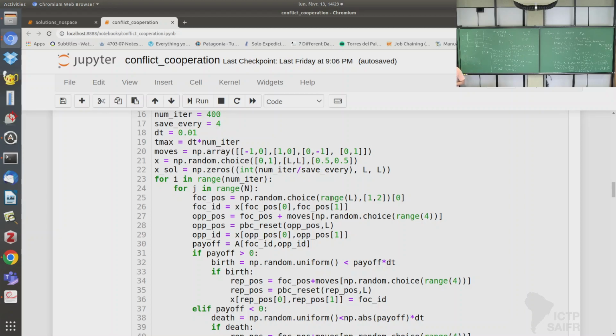You have all of the code. You have the solutions in the PDFs, and you have the code in the Jupyter notebook. I will upload the Jupyter notebook also for the spatial game, even though we didn't really have time to go into that. And you can try to play around with it if you want.